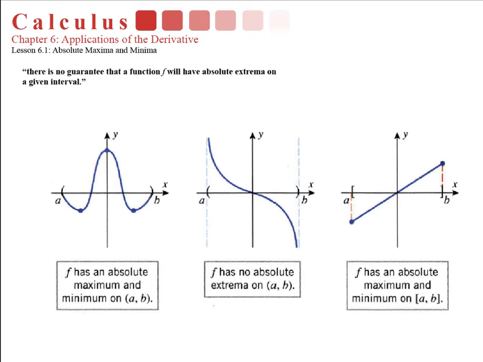Sometimes you have to inspect the whole interval, specifically if you're including the endpoints, because even if you have a maximum or a minimum inside the interval, the absolute maximum or minimum may actually occur at the endpoints. So you need to make sure you do that by inspection.